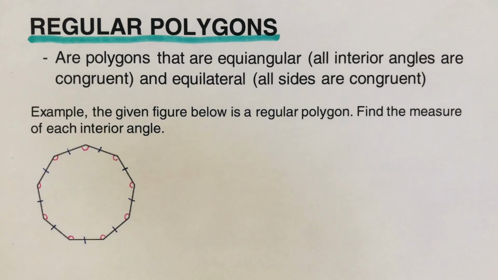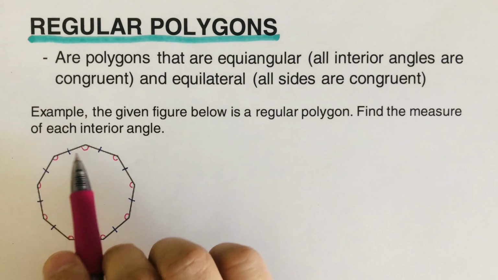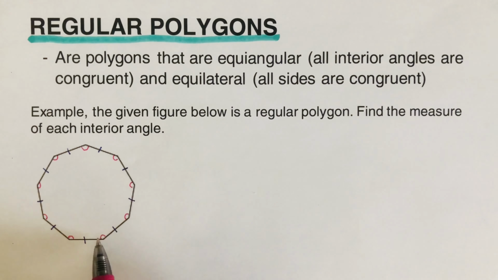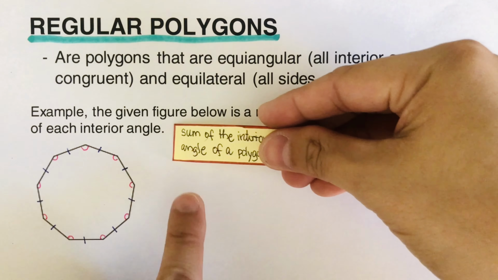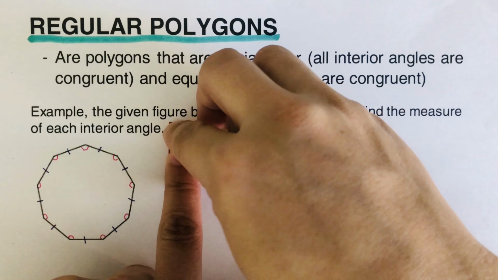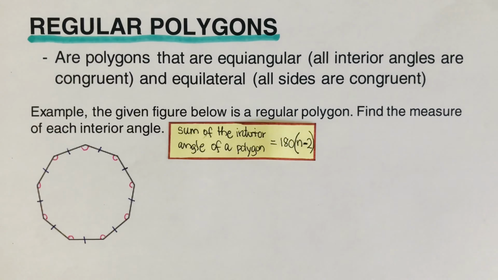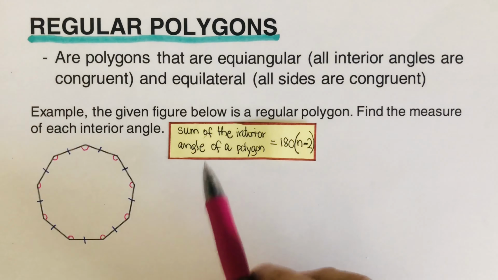Our task in this example is to determine the measure of each interior angle. Since each of these is equal to the others, what is the measure of each one? In the previous video, we talked about how to determine the sum of the interior angles of any polygon, and we got this formula right here. I will put the link of that video in the description box below.